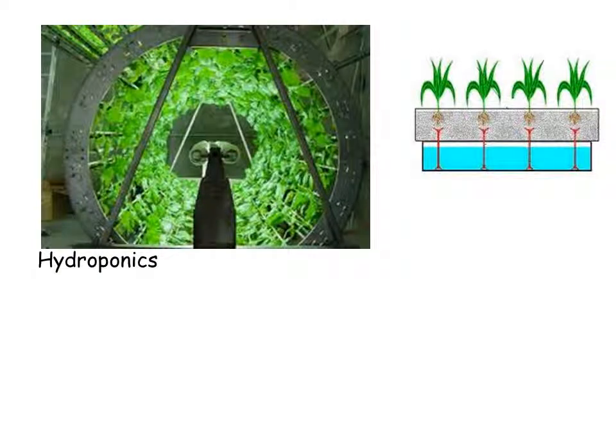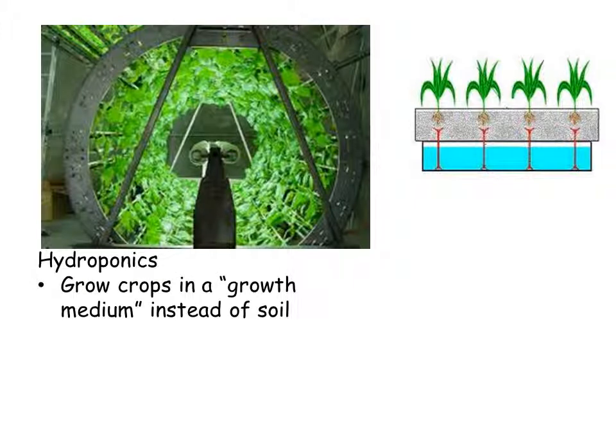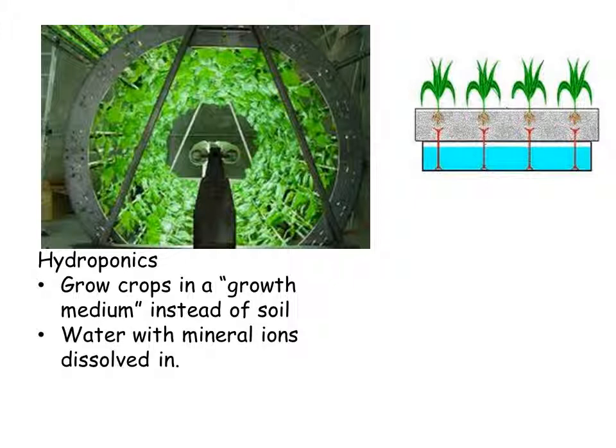Okay, another way to maximize photosynthesis is the use of hydroponics. This is where you grow plants in a growth medium instead of in soil. Now that's just water with all the mineral ions that they're going to need mixed in. The advantages of this are you don't need as much space as you do for growing conventional crops, and it will allow you to grow crops that you might not be able to grow.